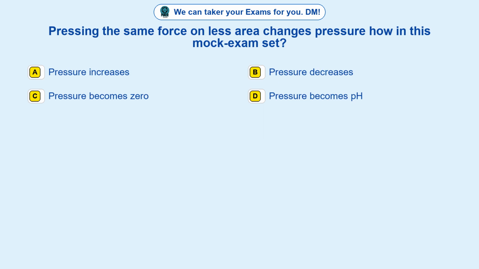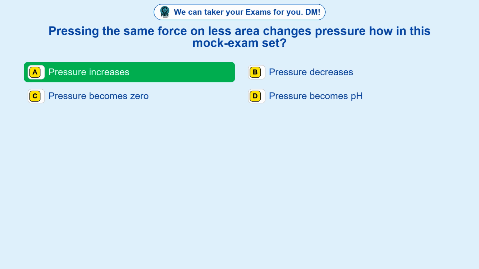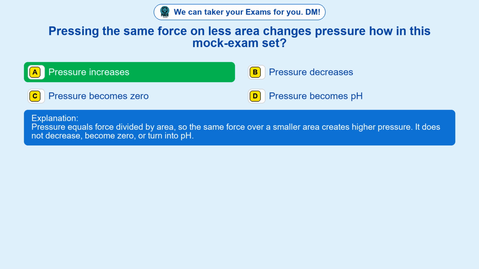Question 79. Pressing the same force on less area changes pressure how in this mock exam set? Option A, pressure increases. Option B, pressure decreases. Option C, pressure becomes zero. Option D, pressure becomes pH. The correct answer is option A. Pressure increases. Pressure equals force divided by area, so the same force over a smaller area creates higher pressure. It does not decrease, become zero, or turn into pH.